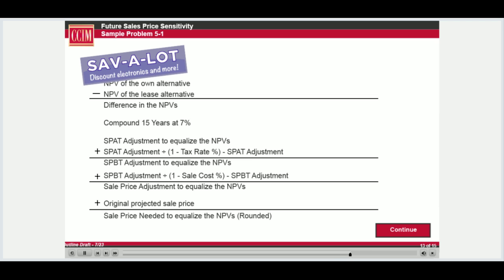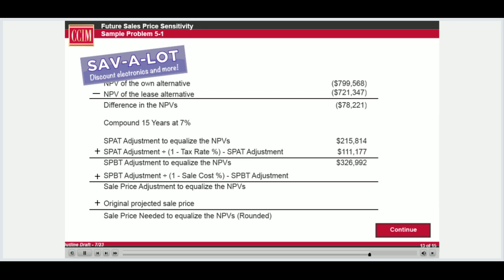First, subtract the NPV of the lease alternative from the NPV of the purchase alternative. Compound that figure for 15 years, which is our analysis period, at the discount rate of 10%. Find the sales proceeds after tax adjustment needed to equalize the two NPVs. Gross up this after-tax adjustment to before-tax sales proceeds using the user's tax rate and the gross up formula.